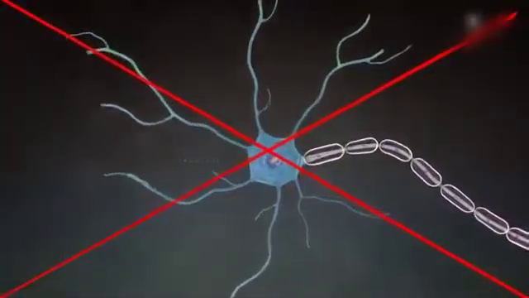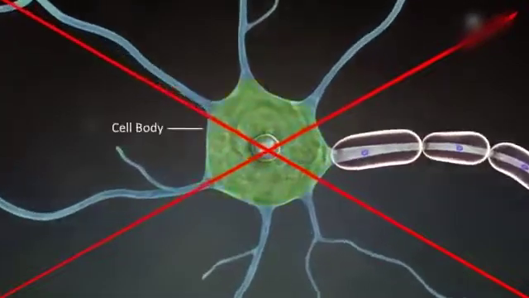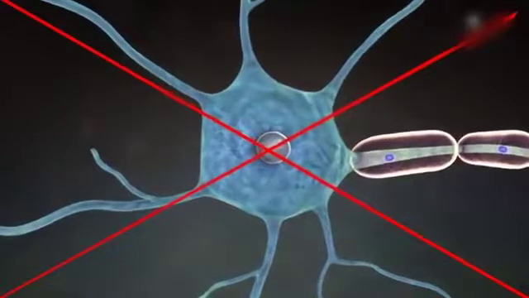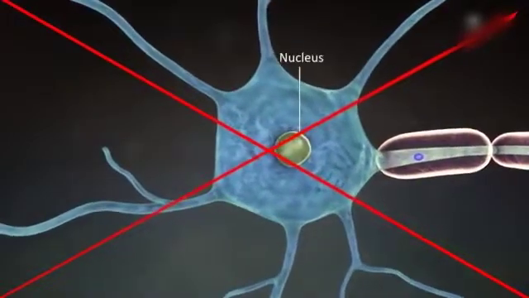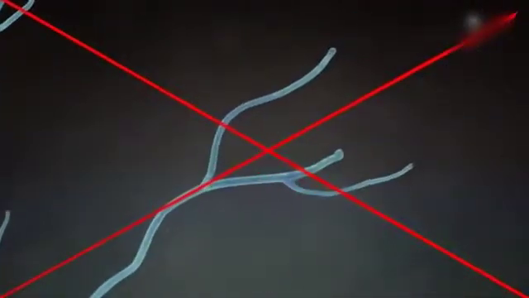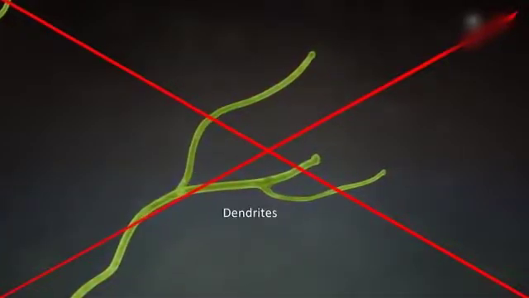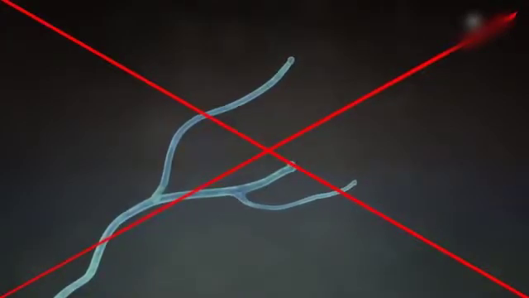Now let's learn about neurons. A neuron consists of a cell body called soma. The soma is enclosed by the cell membrane and has a nucleus. There are several thin, thread-like extensions from the cell body called dendrites. The dendrites receive impulses from the adjoining neurons.